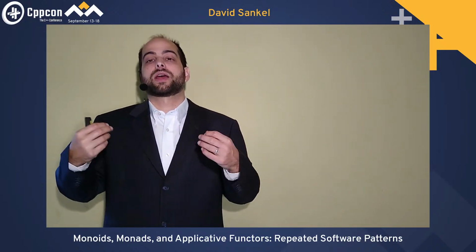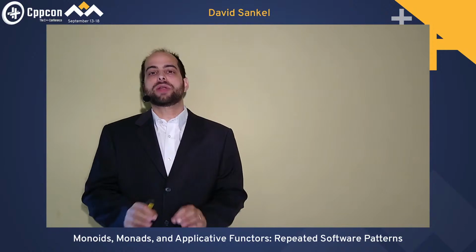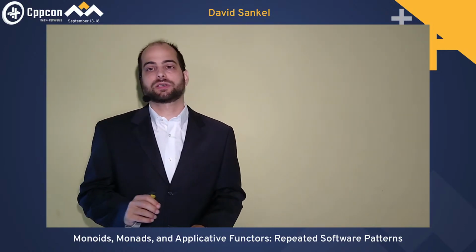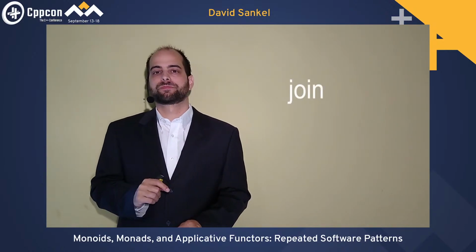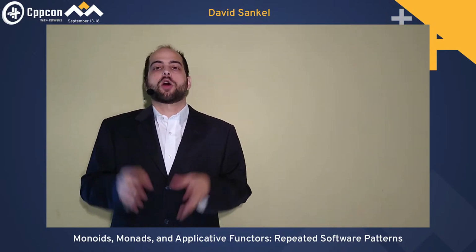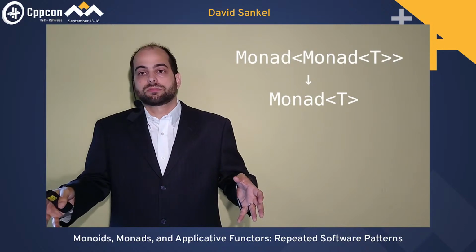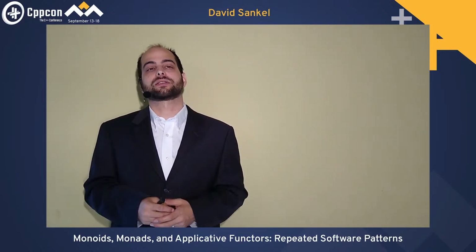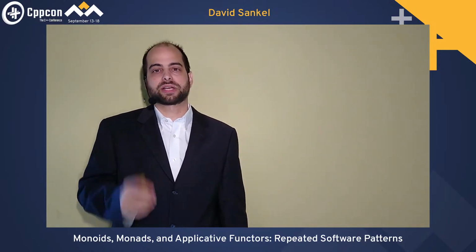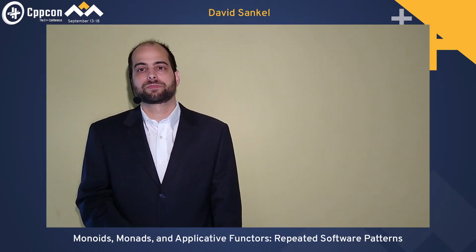Now we look at monads. Now a monad is an applicative functor with one extra operation called join. So join takes in a monad of monad of T and produces a monad of T. And that's it. A monad is simply an applicative functor with a join operation.